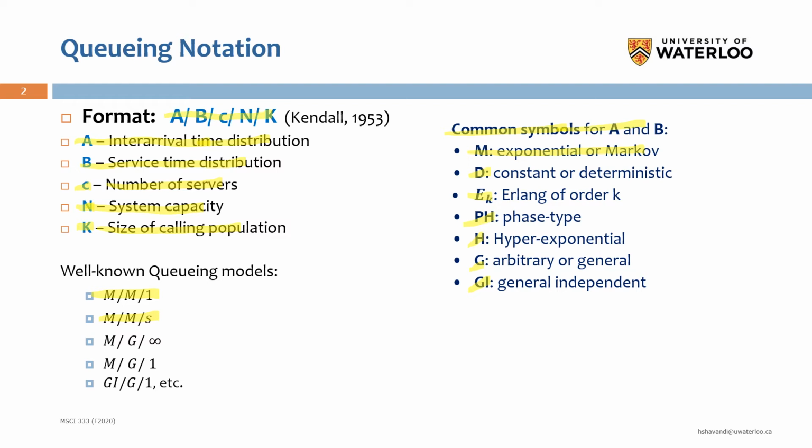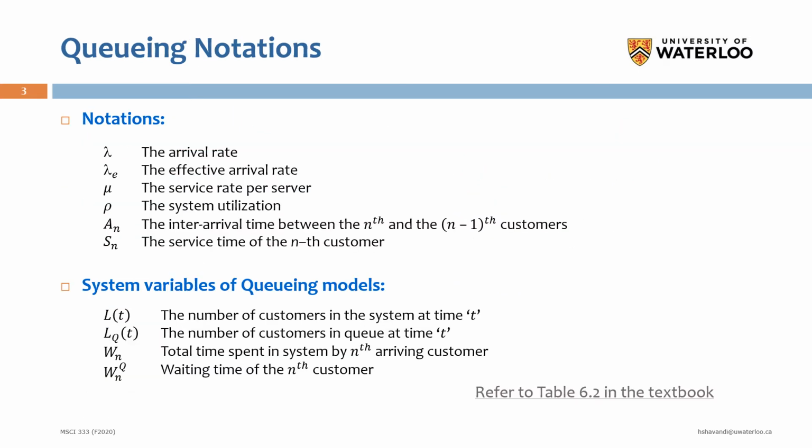Or M/G/infinity, this means interarrival time is exponential, service time is general, like a discrete empirical distribution, and we had it before again. And infinity means we have an infinite number of servers. Or M/G/1, exponential for interarrival time, general distribution for service time, and we have just one server, a single server model. Or GI/G/1 as well.